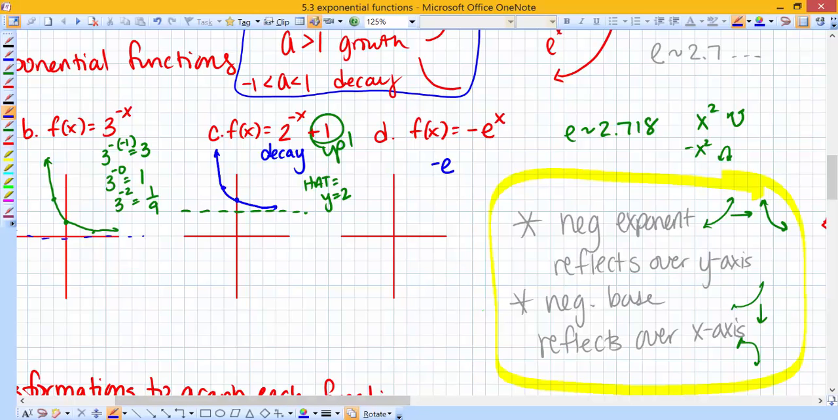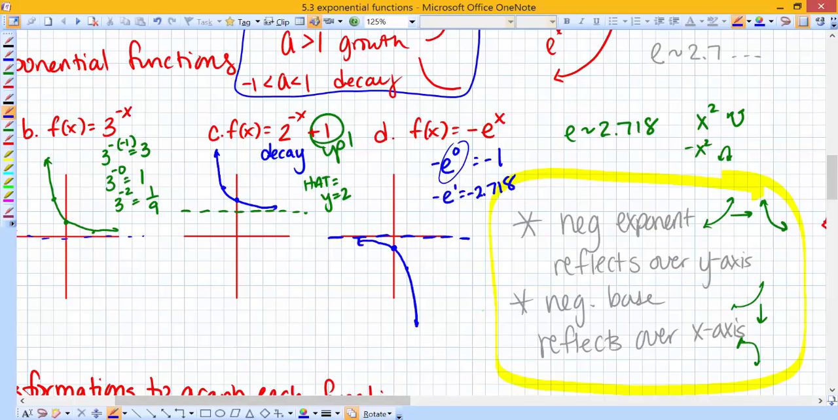So negative e, I'm going to start with 0. e to the 0 is 1, so this is negative 1. So 0, negative 1. Now I'm going to go negative e to the 1, which is negative 2.718 and so on. So I go to 1 and it's negative 2.7. That's enough for me to create this graph. There was no up or down shift, so I know my horizontal asymptote is at 0. Here's my graph.